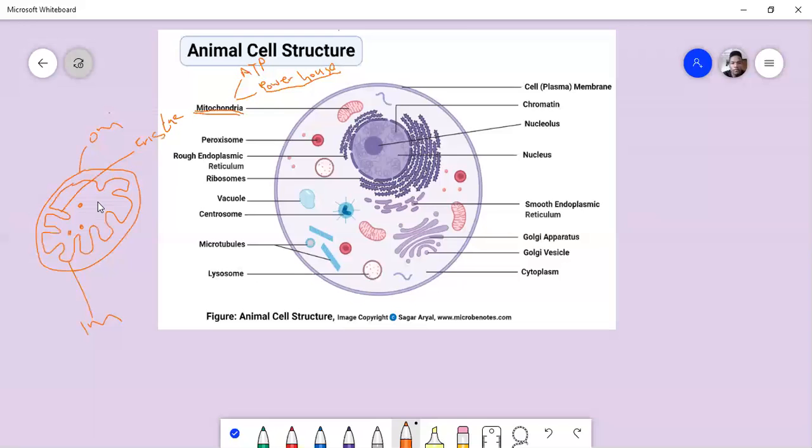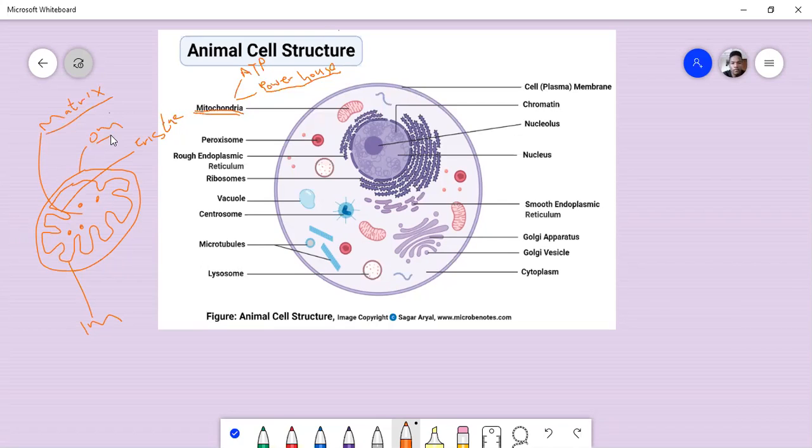Don't say it has a cytoplasm. It doesn't have a cytoplasm. This clear structure, we call it the matrix. That's all you have to know about the mitochondria. As for, okay, let me not do that right now because I'll confuse you. It's fine, forget it.